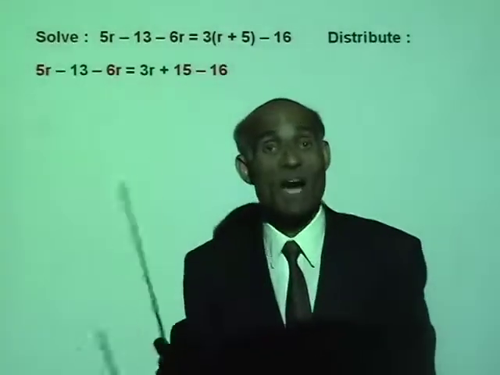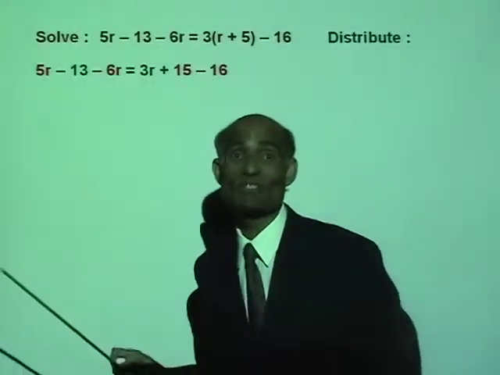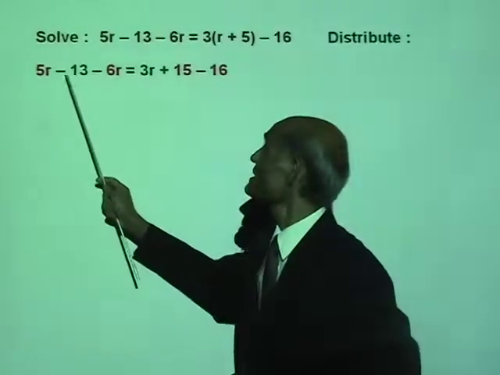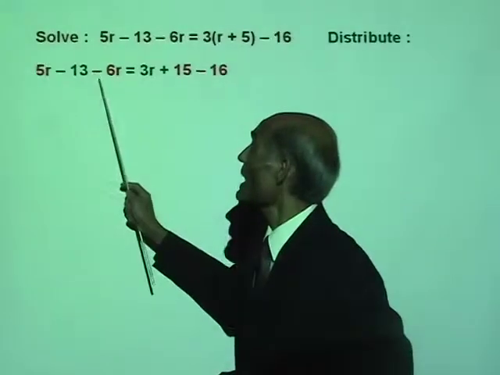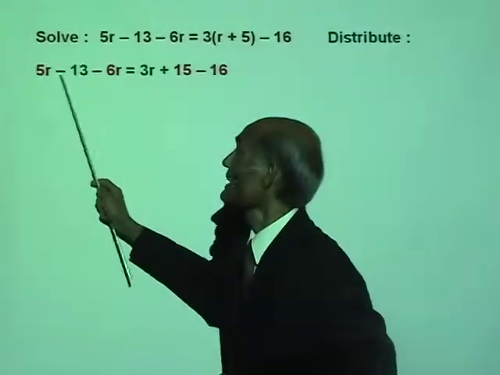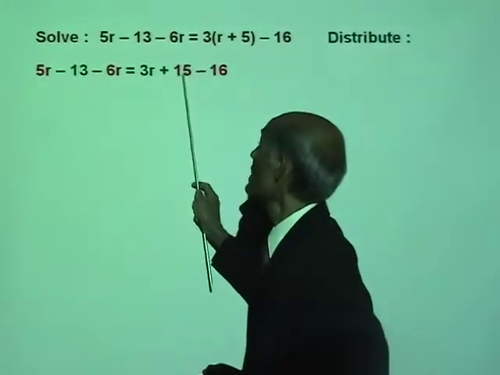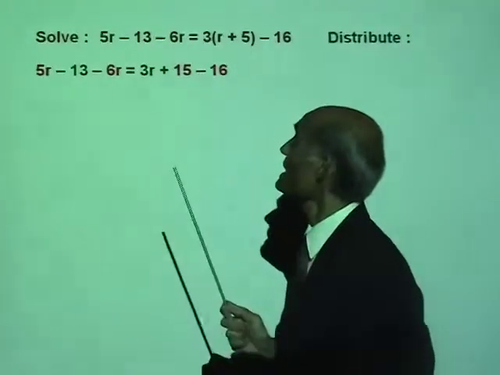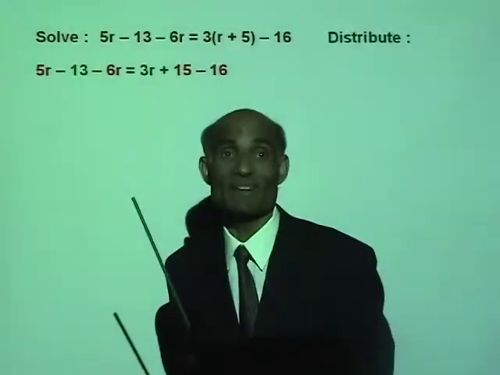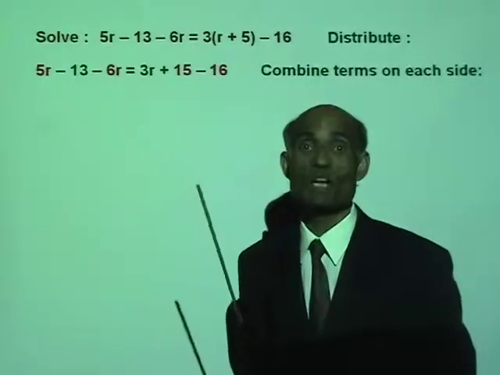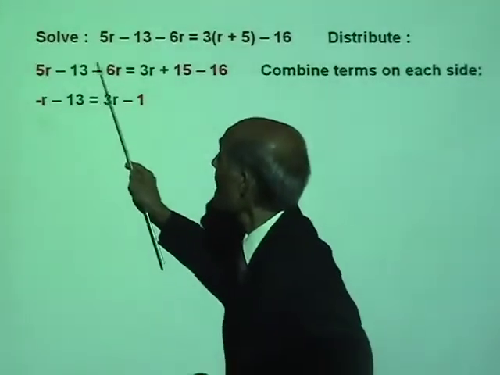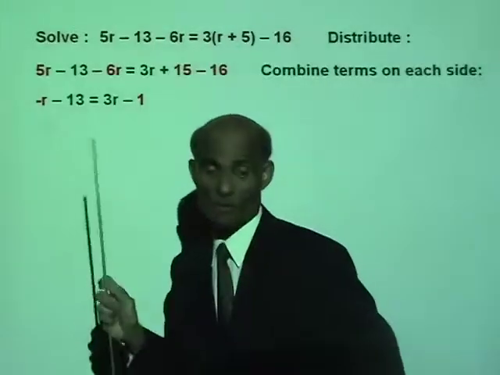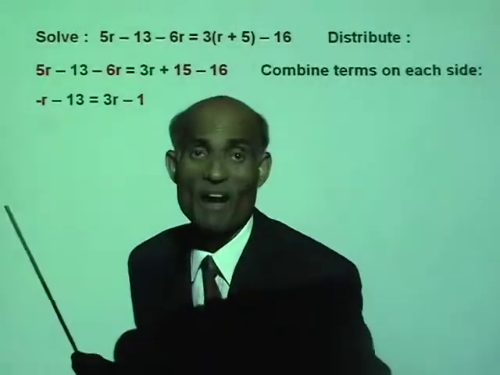Okay, we now combine terms on each side. I have indicated by using the red color. 5r minus 6r can be combined. 15 minus 16 can also be combined. So combine terms on each side. We have 5r minus 6r. I hope you have no problem doing that.